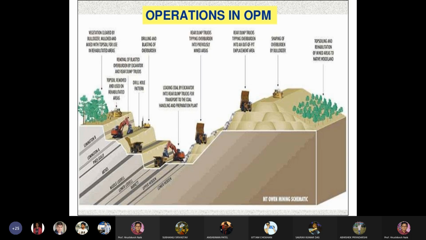So this is the ray diagram of an open cast mine. Surface reclamation is carried out. Topsoil is sprayed and the ground is reclaimed, and side mining is carried out.